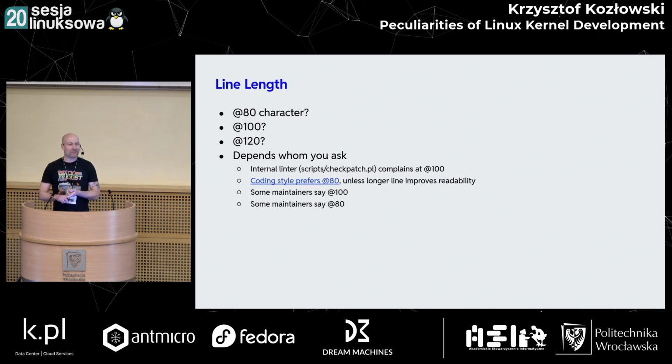So we have something called checkpatch. This is an internal linter, and checkpatch will complain around 100. The coding style says explicitly that the preferred limit is 80, unless the code is more readable. And now some maintainers interpret it quite differently. Some say that you should wrap your lines around 100 because the tool tells you, and some say that you should wrap at 80 because the coding style prefers 80. Good luck figuring out whom you are working with, but you should adjust to the maintainer's style preference.